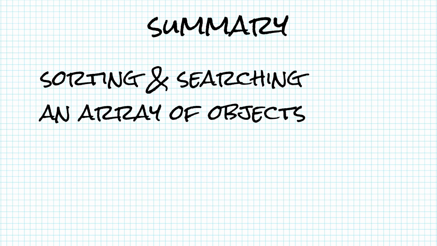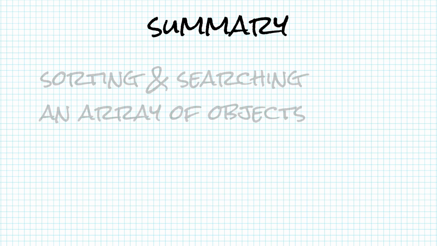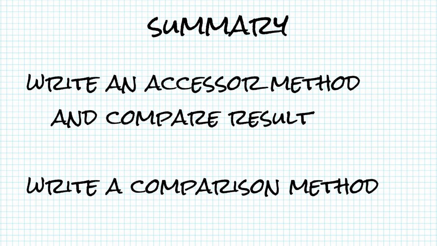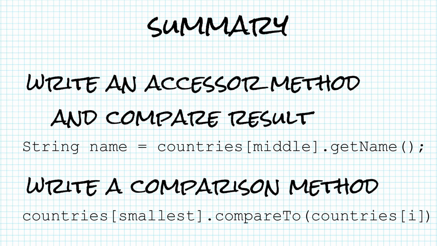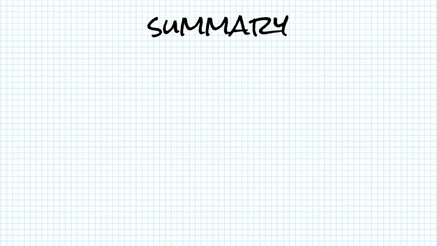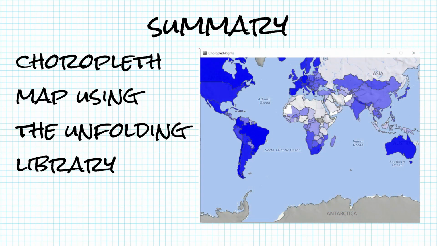We then looked at our sorting and searching algorithms on an array of objects. We can't directly compare objects in an array, so we need to be able to send a message to the objects in the array that allows us to search or sort. For example, an accessor for the name of the country allowed us to search for a country. A compareTo method for the equality index values allowed us to sort our array by the equality index. Finally, we took a quick fun side trip into drawing a choropleth map representation of our data using Unfolding.